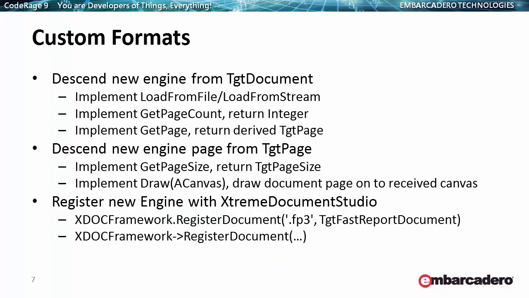And this is how we support a custom format. So first, we descend our new engine class from the base class for all document engines, which is the TGDDocument class, implement a few methods like loading from file, loading from stream, and then this new engine class has to support the getPageCount and getPage methods. And in the getPage method, we need to return the actual page class, which is a descendant of the page class within Extreme Document Studio. And in the page class, when the document or the framework calls on the document's page to be drawn, the draw method of the page class needs to draw the page of the format that it is going to support onto the supplied canvas. And finally, we register the new document engine with the framework using the registerDocument method.